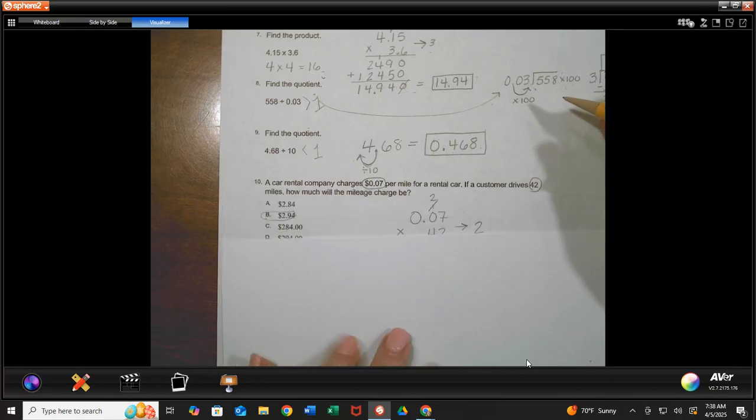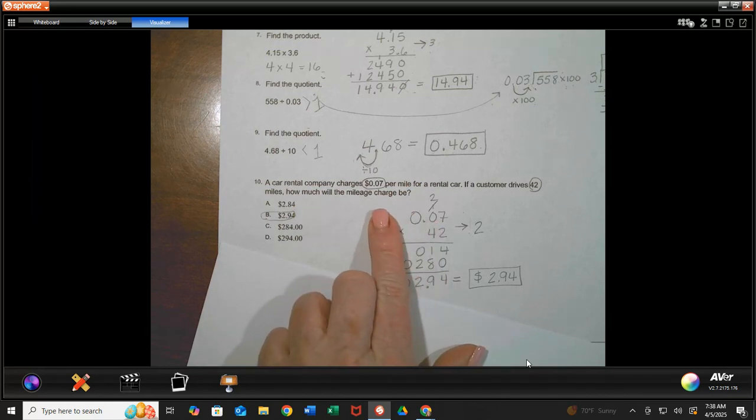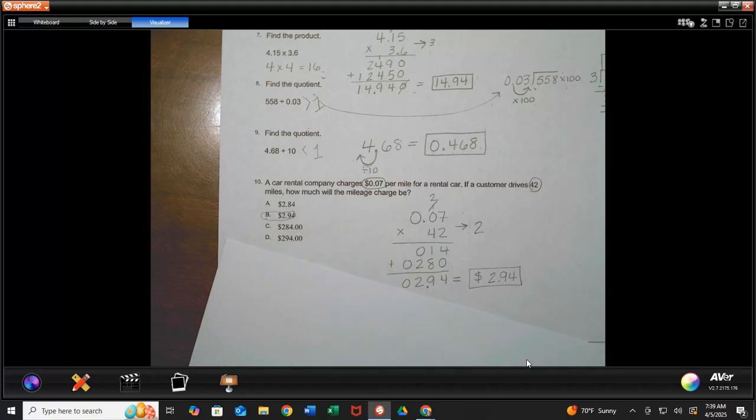So word problems is basically how do we use these concepts of multiplying and dividing decimals in the real world. So number 10, a car company charges 7 cents per mile for a rental car. I can promise you that's on top of the base price to rent the car. If a customer drives 42 miles, how much will the mileage charge be? So guys, 7 cents per mile is the unit rate. So to figure out what the charge will be for 42 miles, we just multiply 7 cents times 42, and we get 294.